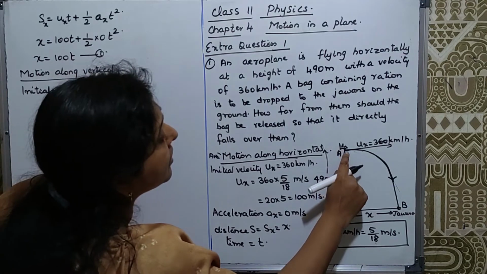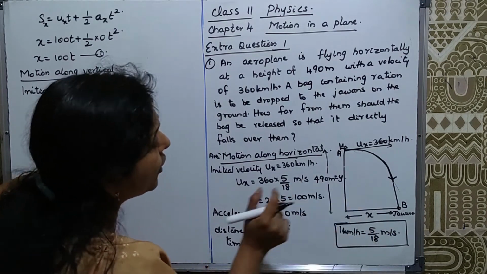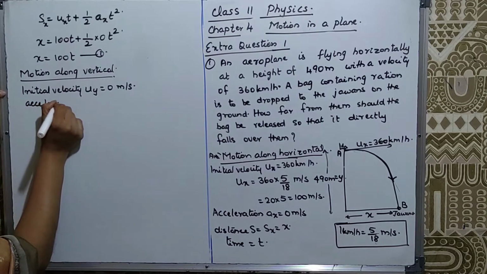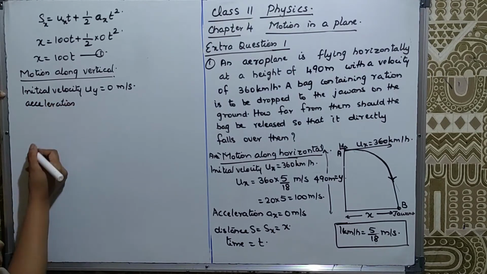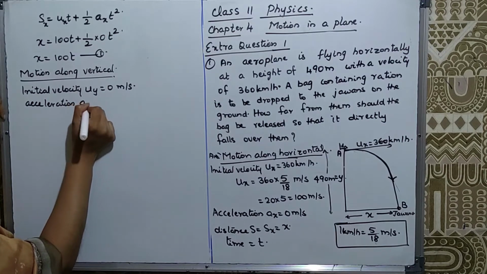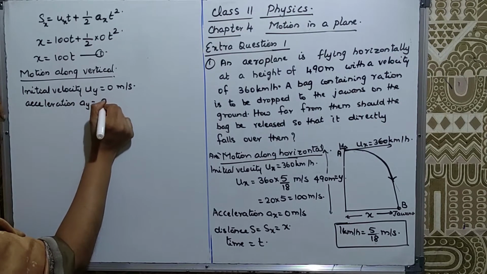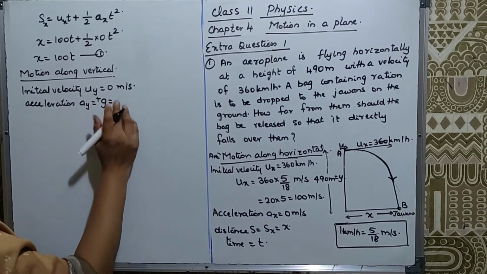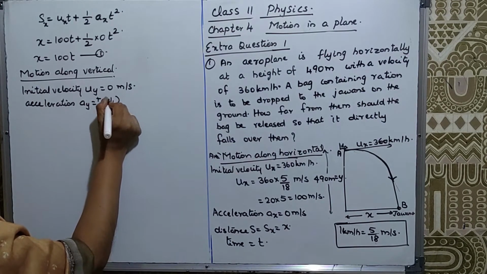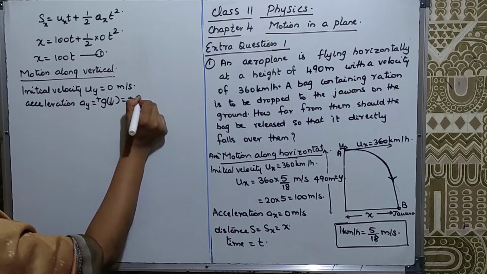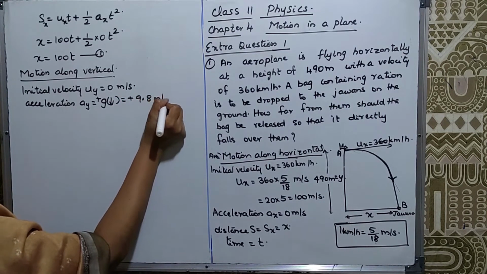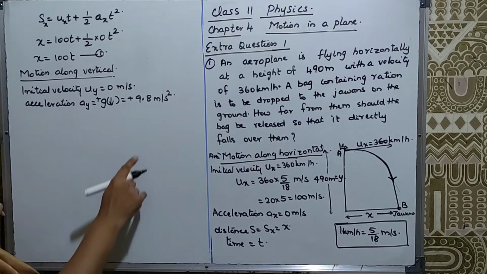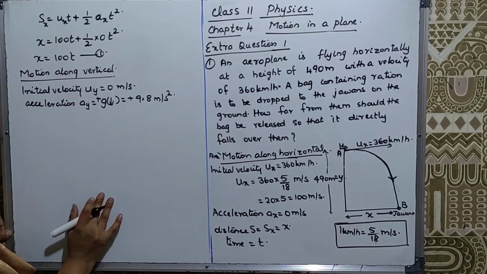Now this bag followed a curved path in the downward direction. So acceleration in the downward direction is the acceleration due to gravity. Acceleration ay equals the acceleration due to gravity g, which is equal to plus g since it is in the downward direction, plus g. That is equal to plus 9.8 meter per second squared. When an object moves towards the earth, acceleration will be equal to acceleration due to gravity.